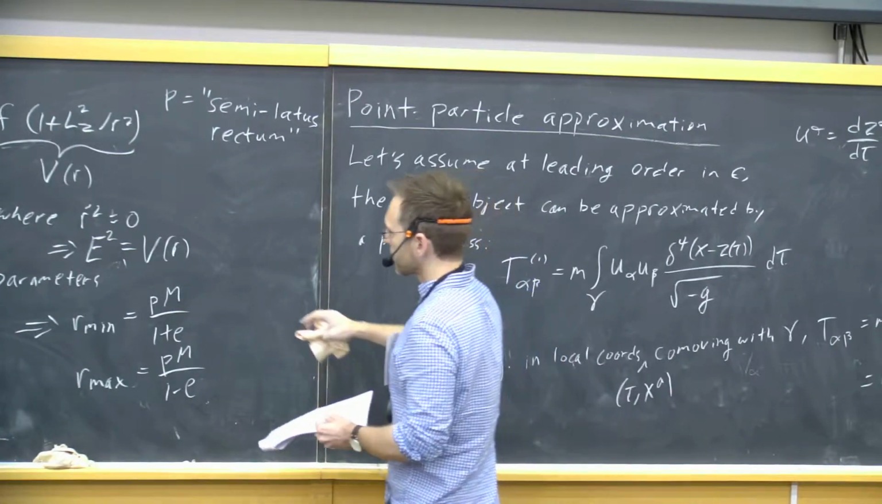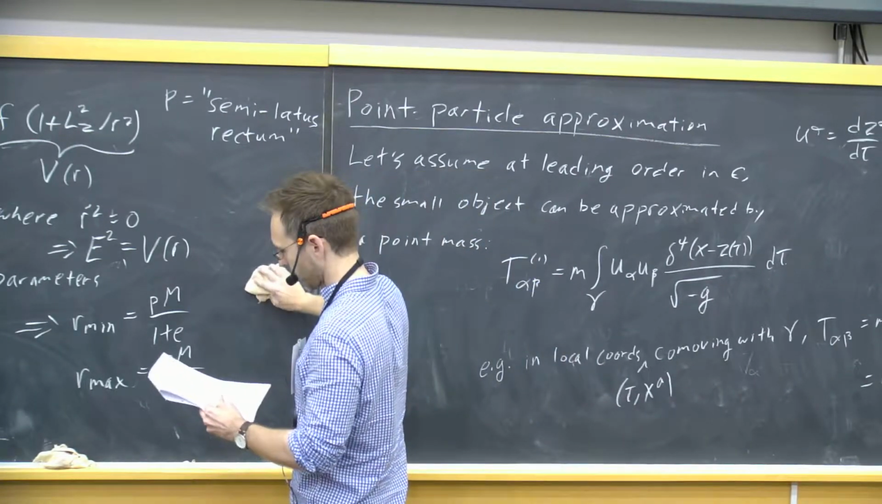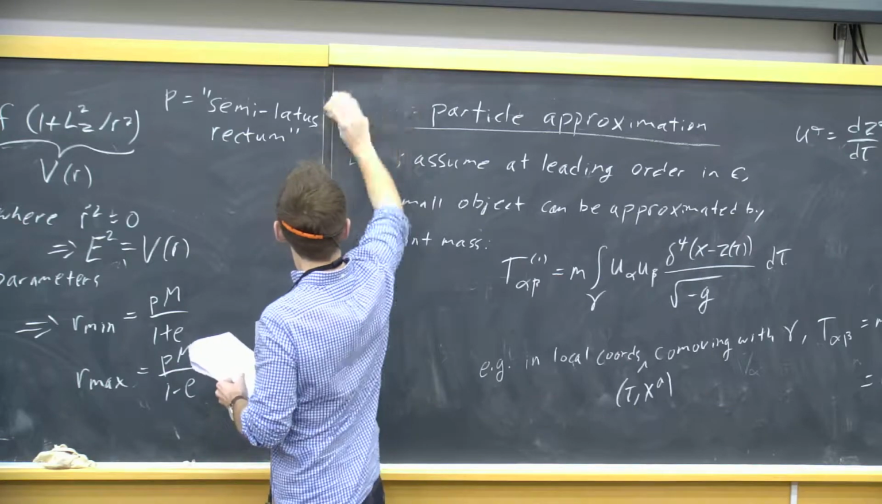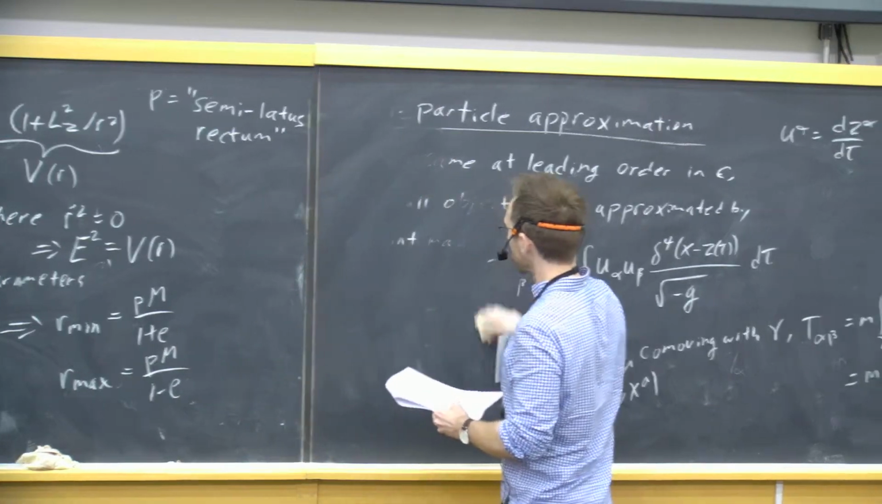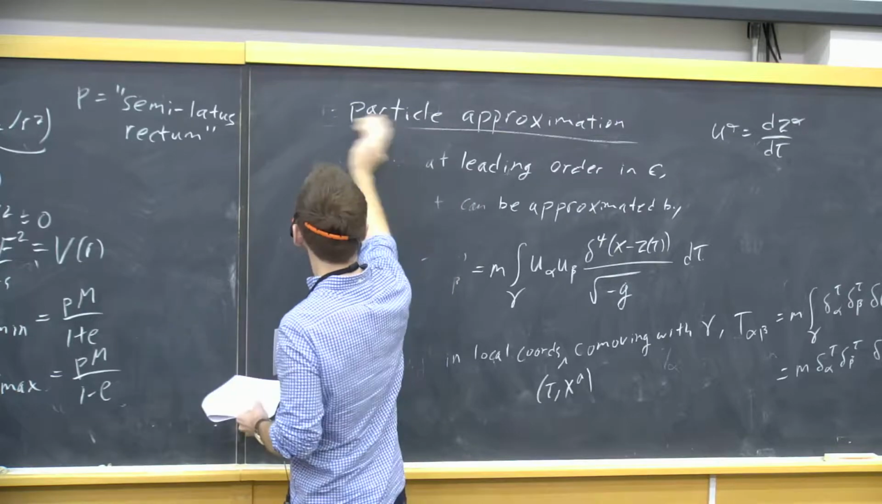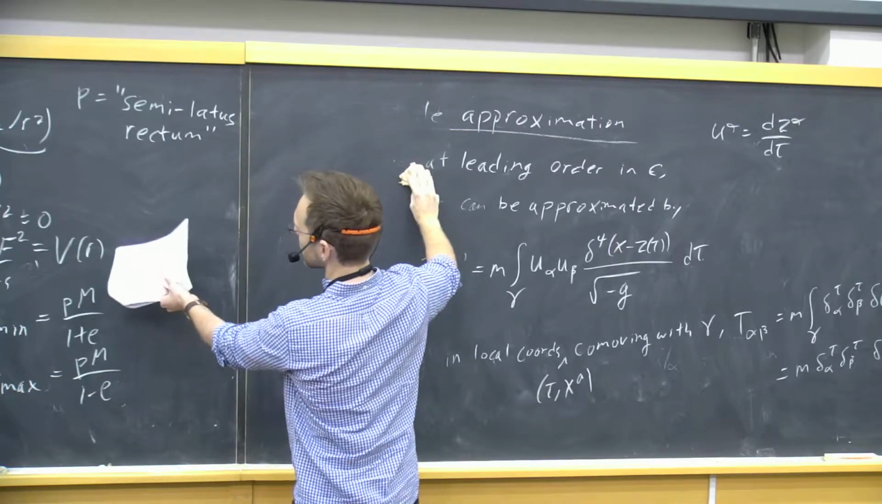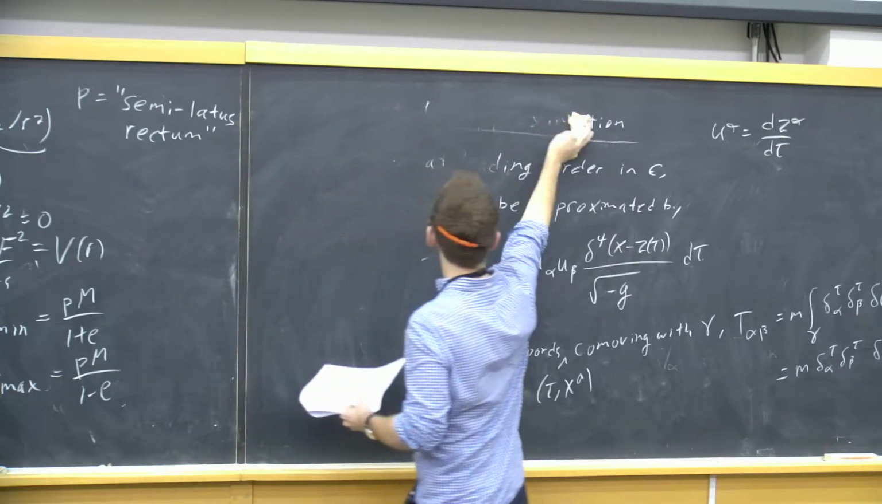So we can find relationships between p and e and capital E and Lz by solving this equation at r max and r min.